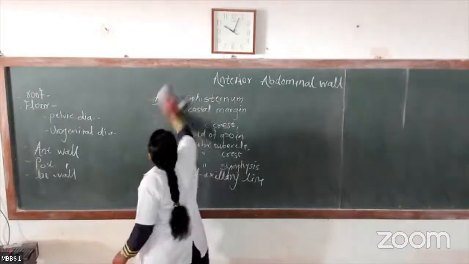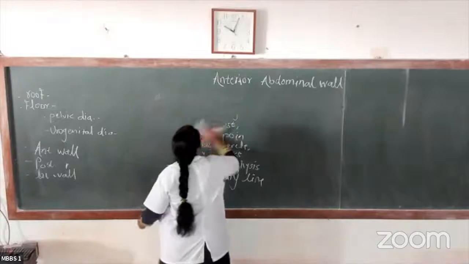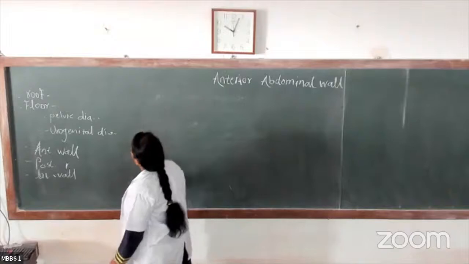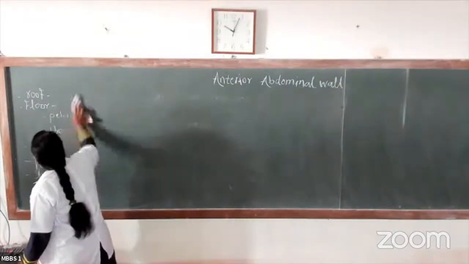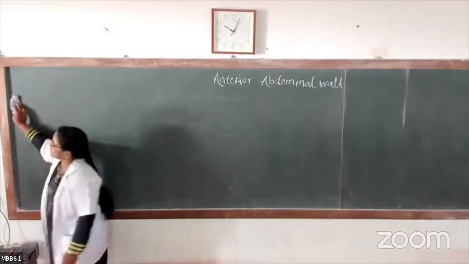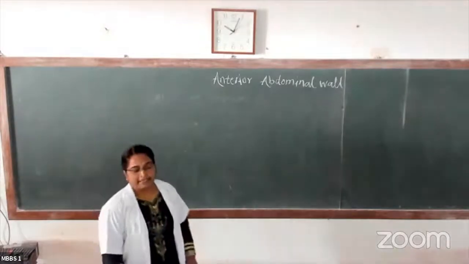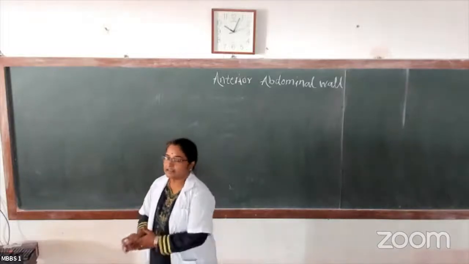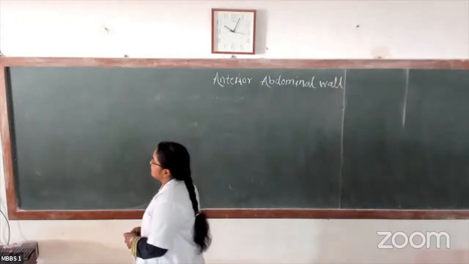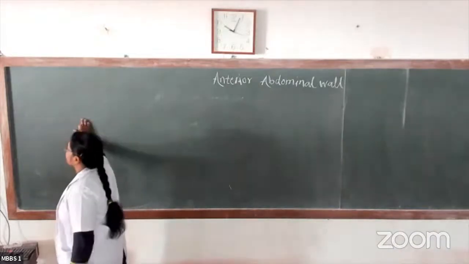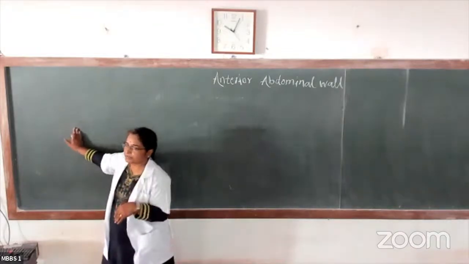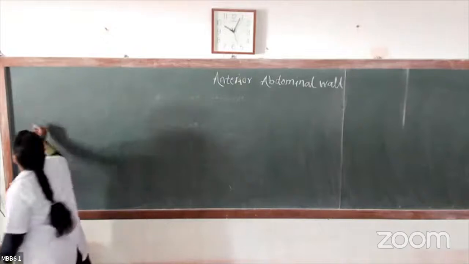Now this anterior abdominal wall is firm and elastic. Being firm, it protects the abdominal viscera, and due to its elasticity, it allows the distension of the abdomen. If we go from superficial to deep, it consists of 8 layers.